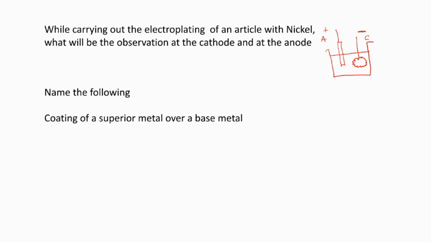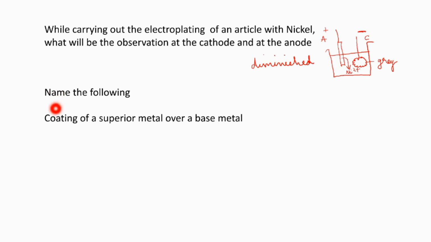So what will be the observation taking place at the cathode? After some time, a grey metal nickel will be coated on that article. And what will be the observation at the anode? The anode will be diminished in size, you can write. What is the reason? Because being an active metal electrode, it will get converted into Ni2+ ion and come into the solution. So you can tell that the anode will become thinner and thinner, or it will be diminished in size, you can write. Easy. Now read the next one.